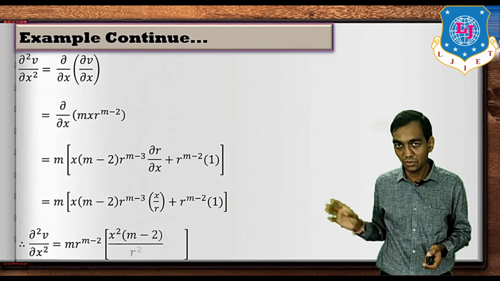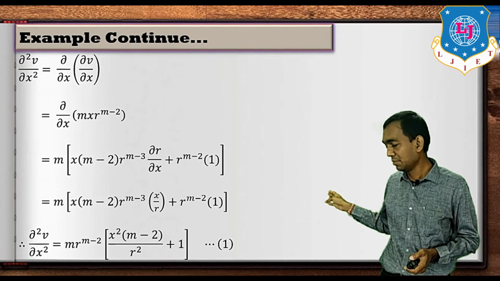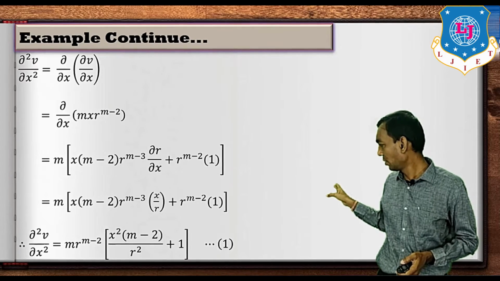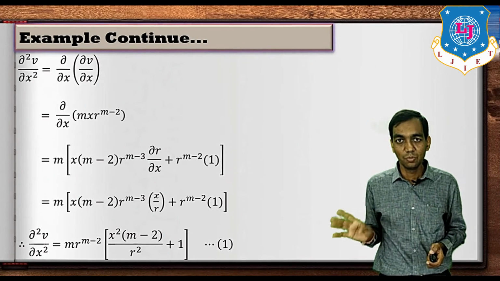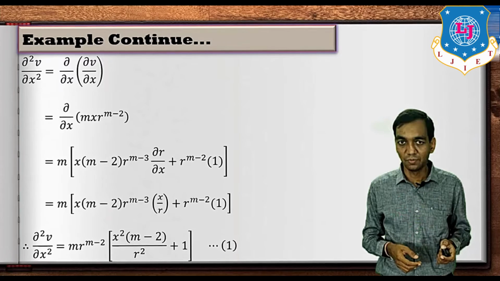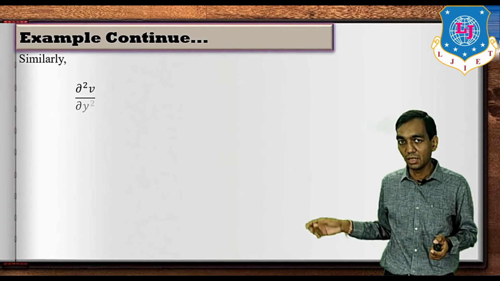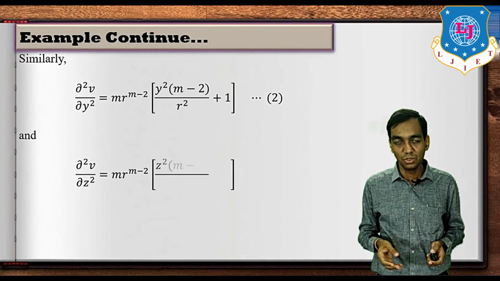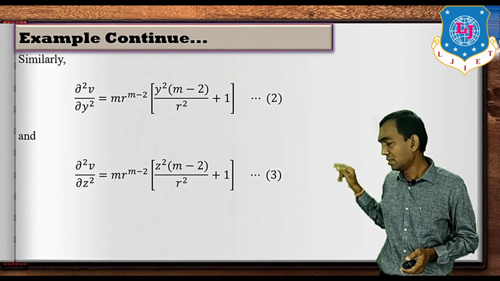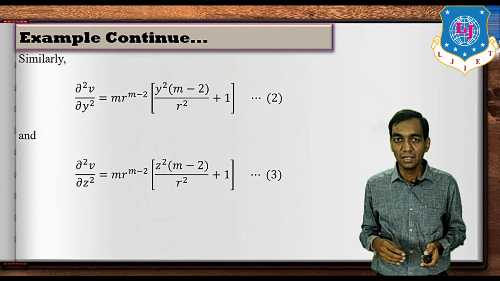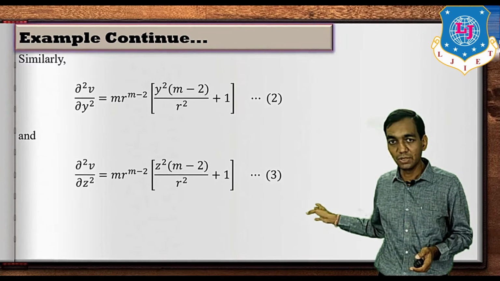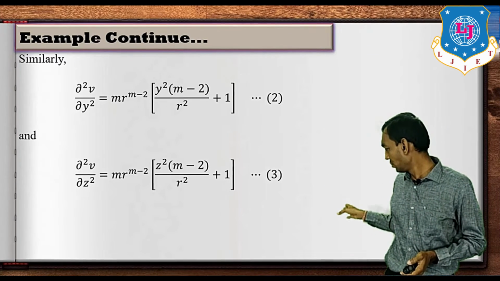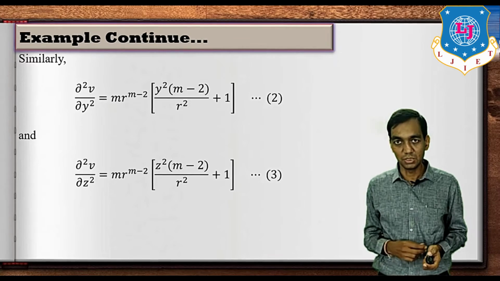So put it and simplify. That will give you ∂²v/∂x² equal to m r raised to m minus 2 into the bracket x²/r² into (m minus 2) plus 1. This is equation number 1. In the same manner, ∂²v/∂y² will be m into r raised to m minus 2 into the bracket y²/r² into (m minus 2) plus 1, and ∂²v/∂z² will be m into r raised to m minus 2 into z²/r² (m minus 2) plus 1.